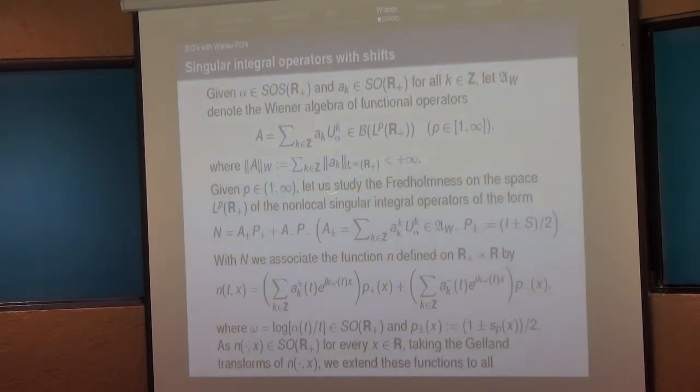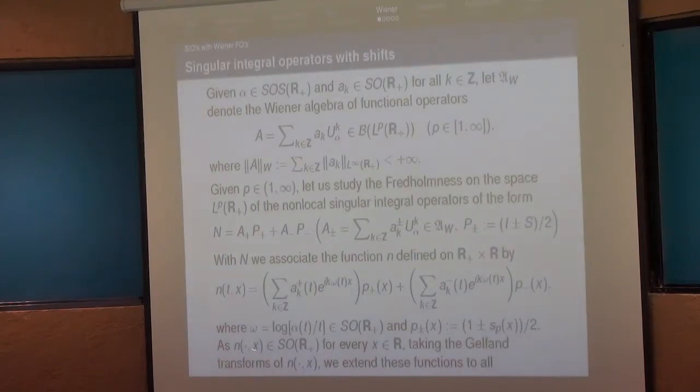So given p, let us study Fredholmness on the space L^p of R of non-local singular operators of the form: we have such functional operators as coefficients, and the dependence on the Cauchy singular operator S. With such an operator, we associate the function defined on this Cartesian product by the following form. So we have here a series, we have dependence on two variables here, and the dependence on dual variables with respect to the Cauchy singular operator. Omega is the logarithm of such p plus minus, given by the following form, where we calculate the symbol in the space L^p of the Cauchy singular operator.